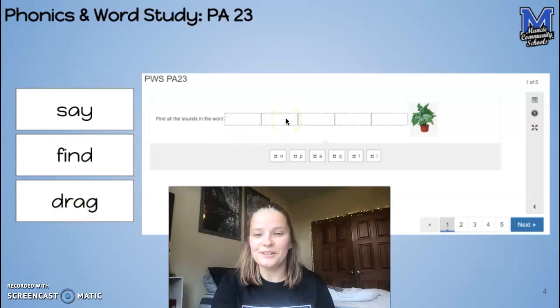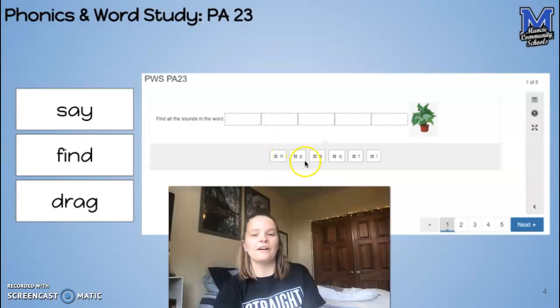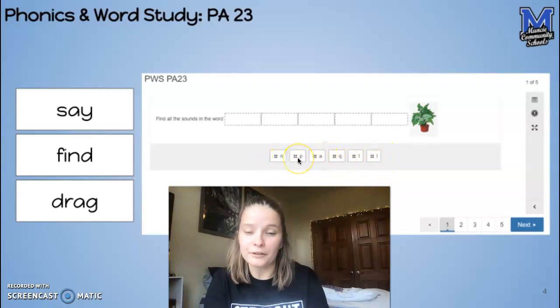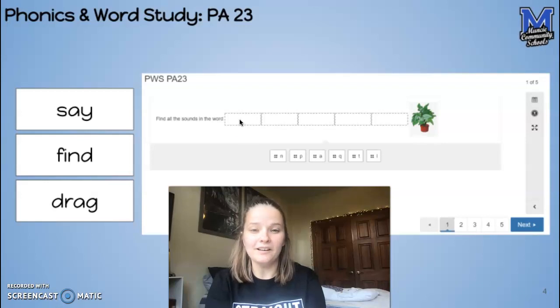So the word plant, the first sound I hear is P. I'm going to find the letter P and move it to the first box. So we have P, O. The letter L would go here. P, O, E, A. So letter A. N, letter N, T, and then letter T.